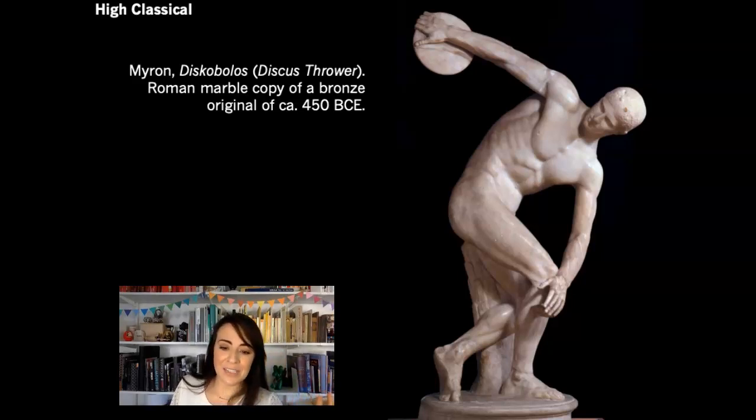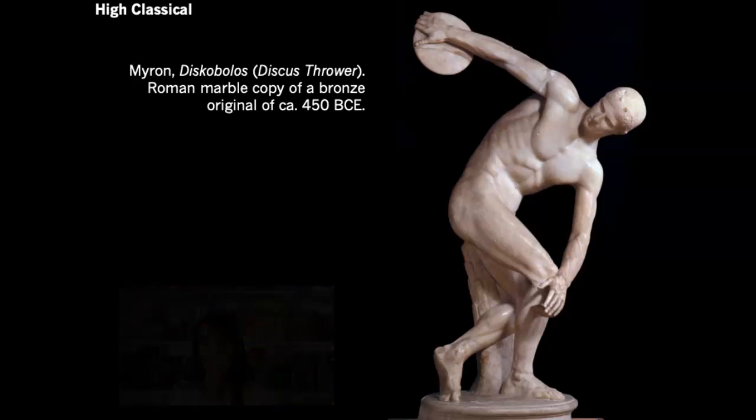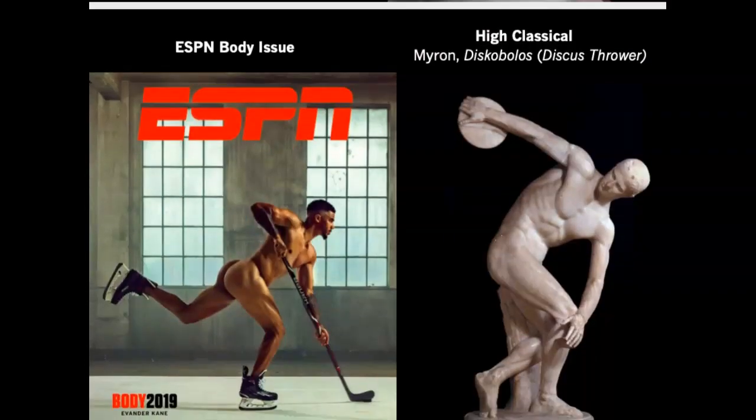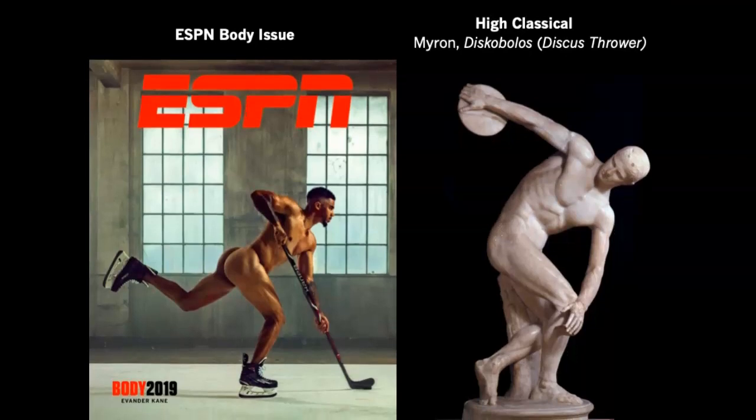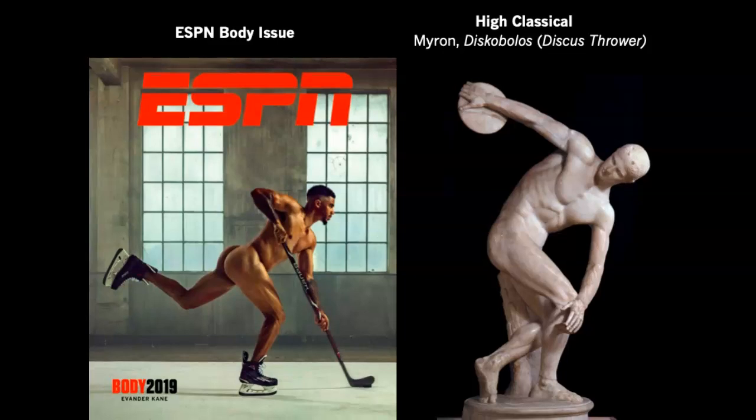Why would we want to see a statue of this? Well, we still like to appreciate our athletes. We do this today. The ESPN body issue comes out once a year. It always features the top performing athletes who have agreed to it in the nude. These ESPN body issues, I mean, there is like a sense of sexiness and eroticism. You get to see people naked.